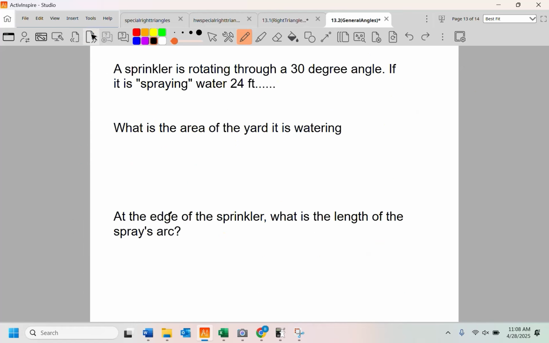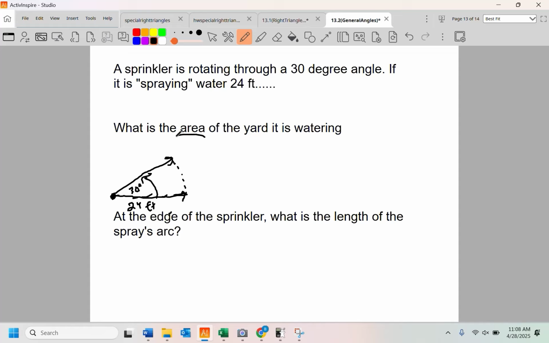Sprinkler is rotating through a 30-degree angle. If it is spraying water 24 feet, what is the area of the yard it's watering? Now, unless you just had a horrible childhood, you have probably tried to avoid the water sprinkler. And this one sprays water out 24 feet, and it's also rotating through roughly a 30-degree angle, okay? And what you're wanting to know is, as an adult, how far do I have to actually walk to avoid the sprinkler at all? And I've got to walk in a curved nature.